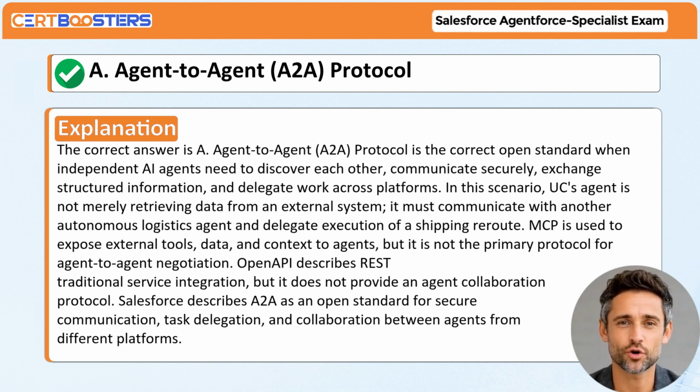MCP is used to expose external tools, data, and context to agents, but it is not the primary protocol for agent-to-agent negotiation. OpenAPI describes REST APIs and is useful for traditional service integration, but it does not provide an agent collaboration protocol. Salesforce describes A2A as an open standard for secure communication, task delegation, and collaboration between agents from different platforms.